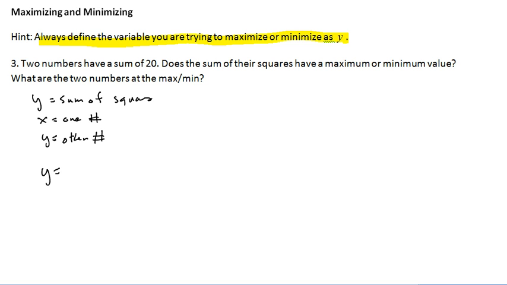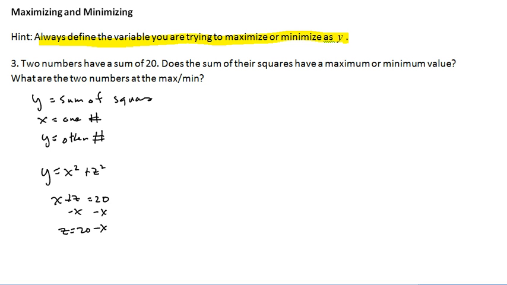Sum of squares means that y equals x squared plus z squared. And they've also told us that the two numbers have a sum of 20. So x plus z equals 20. Okay, to combine these two, I'm going to use substitution. So I'll subtract x from both sides here. Get z equals 20 minus x.